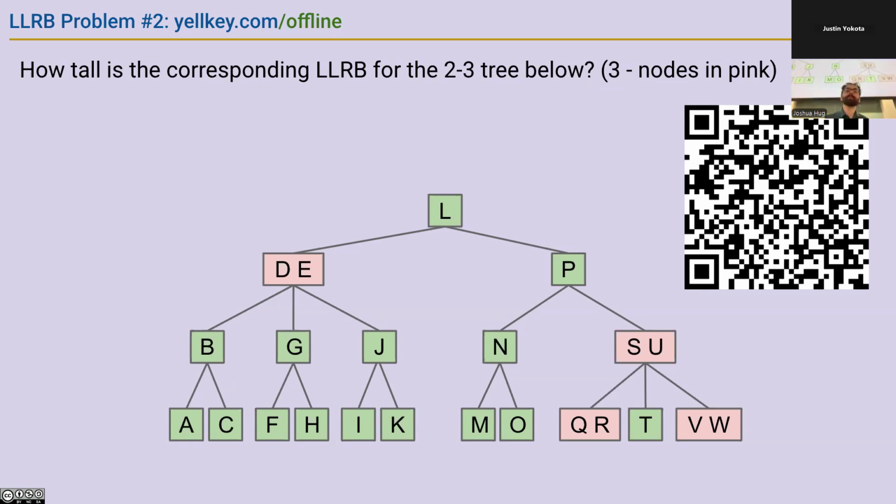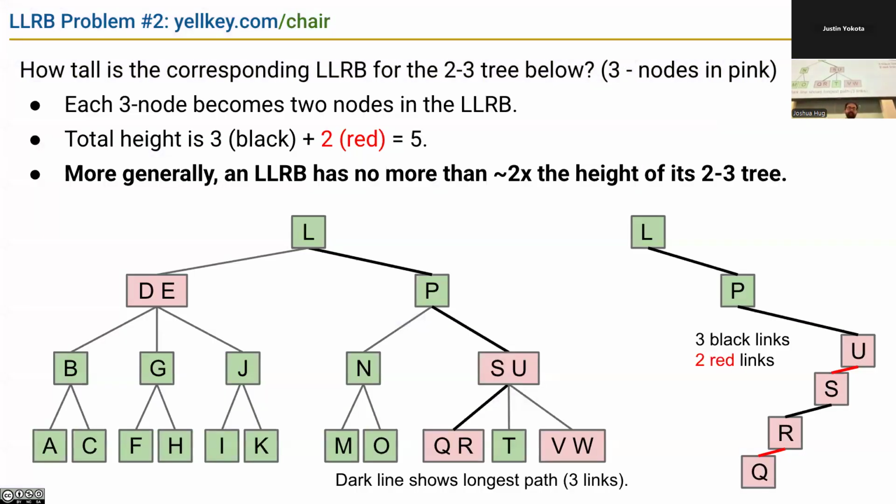Okay, I'm spoiling this one too. Okay, this one's 5. You might have picked a slightly different number. Maybe you said 6. You were basically right. But I'm counting the links, not the number of nodes. So L to P to U to S to R to Q. Okay.